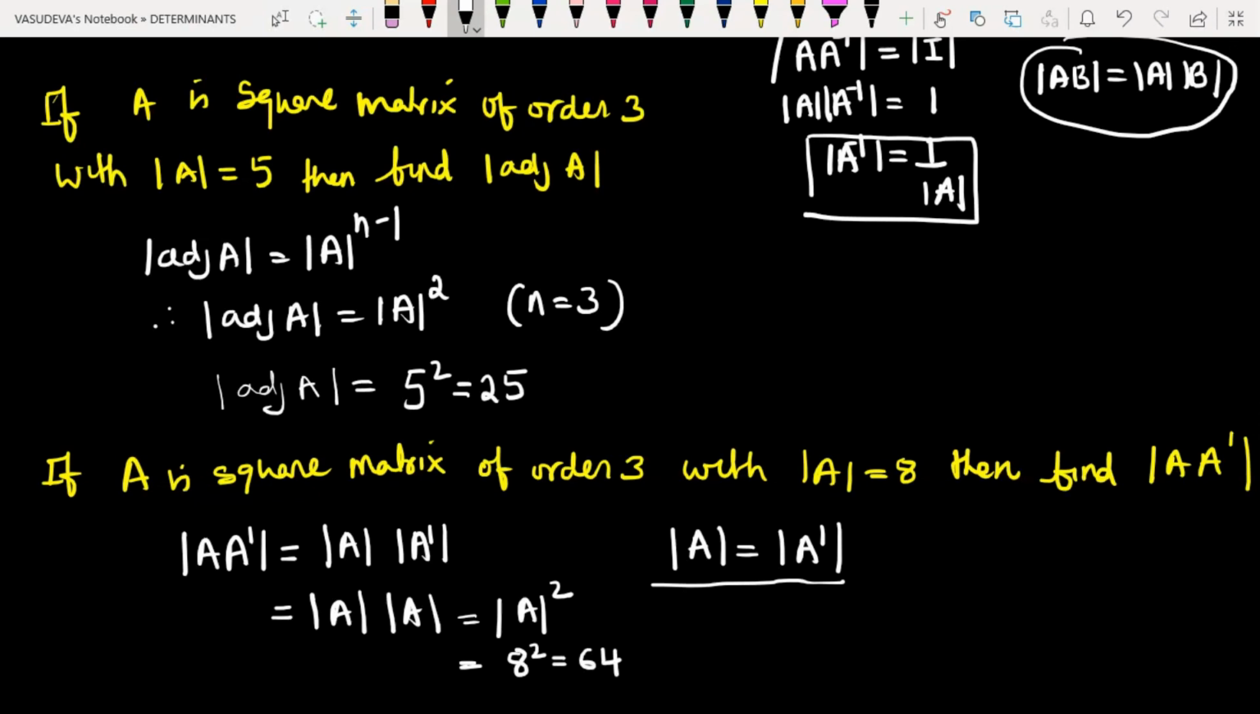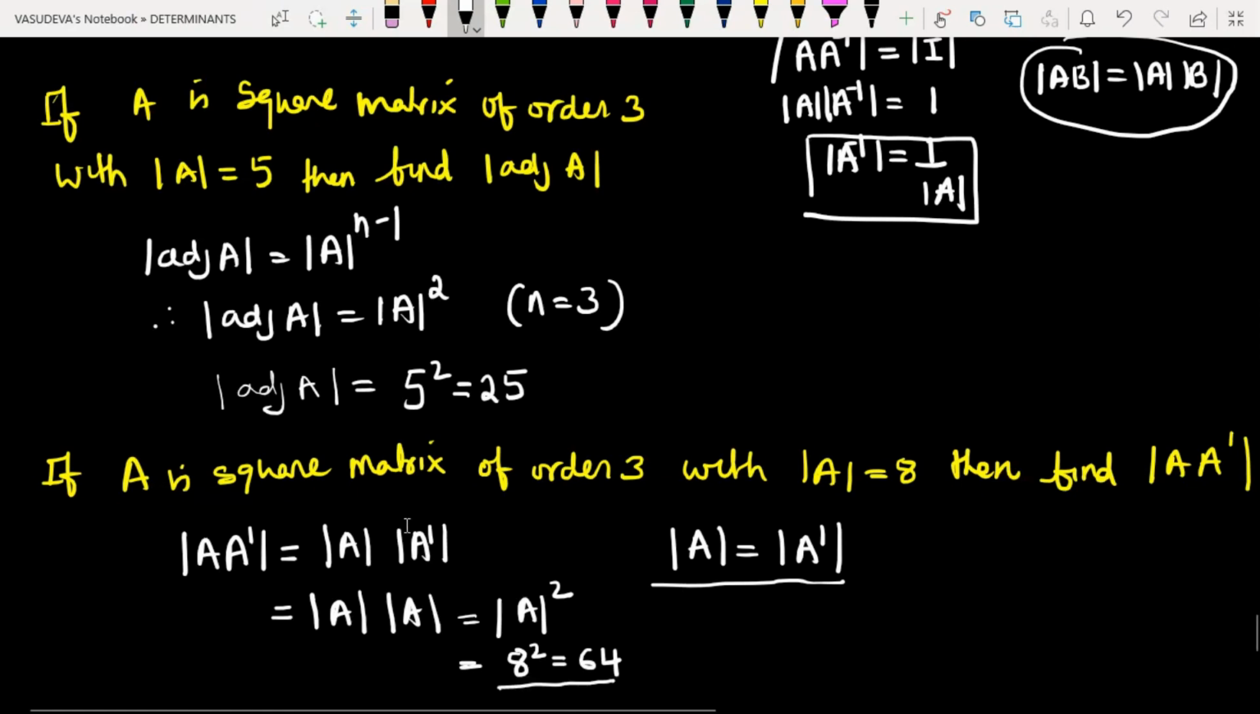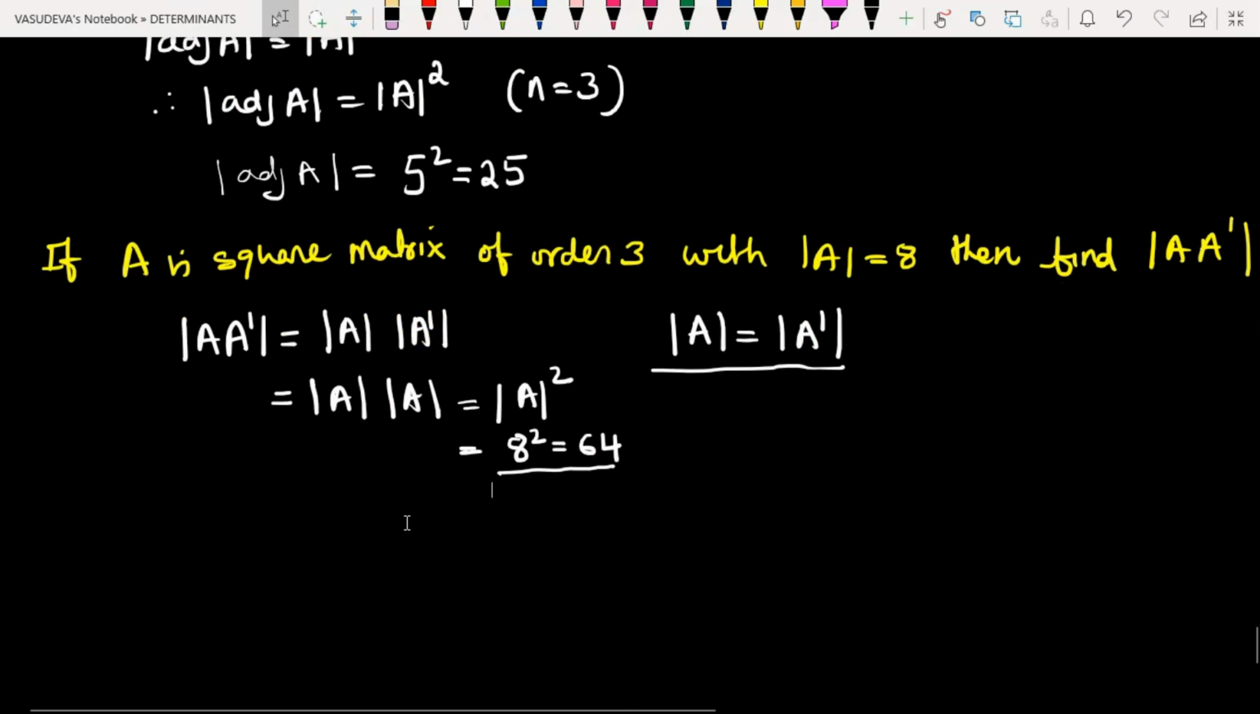So determinant of A is 8, and we find determinant of A into A dash. Here we have used determinant of AB equals determinant of A into determinant of B, and by using this result we have shown it equal to 64. Similarly, we can work out many problems based on this concept. Determinant of adjoint of A is determinant of A to the power of n minus 1.